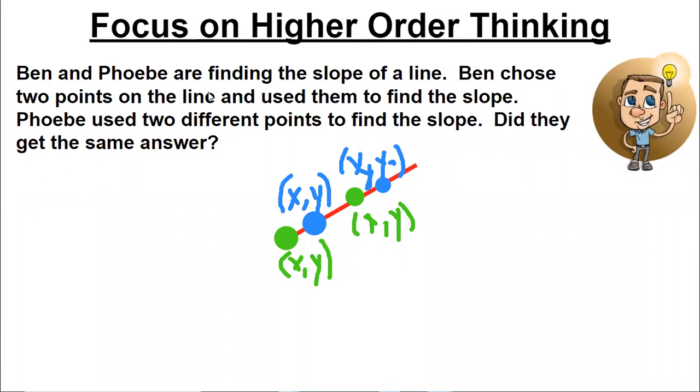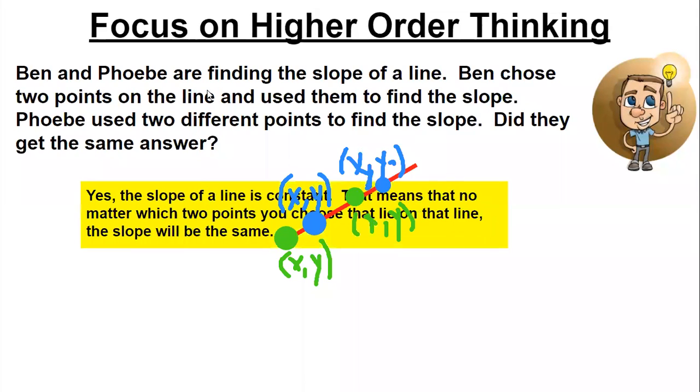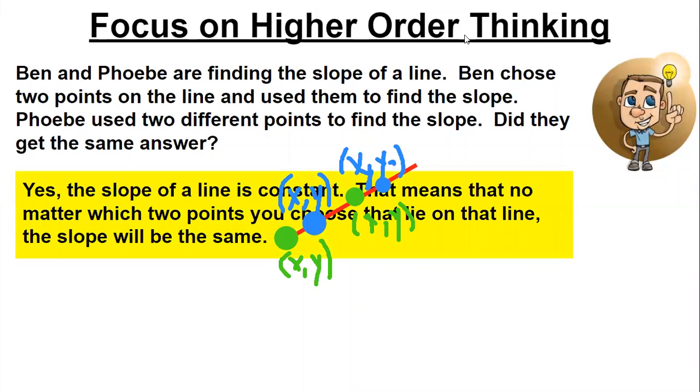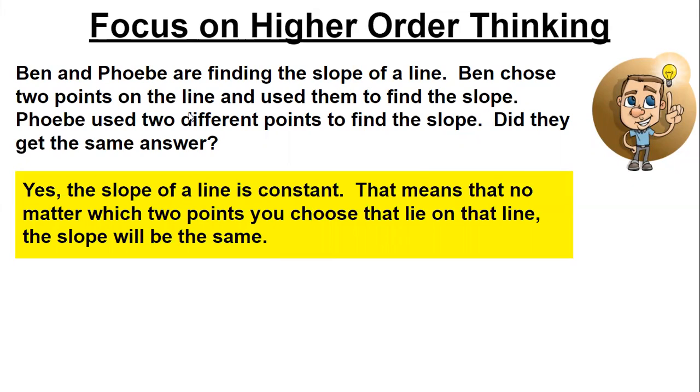Yes. Why? Because the slope of a line is constant. That means that no matter which 2 points you choose on that line, the slope will be the same. That's what slope means.